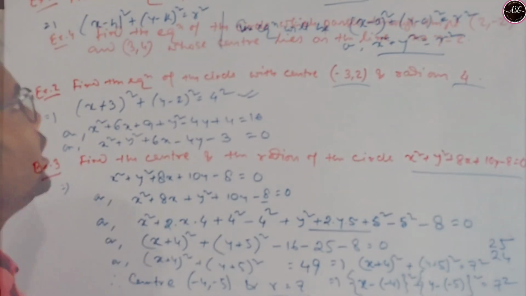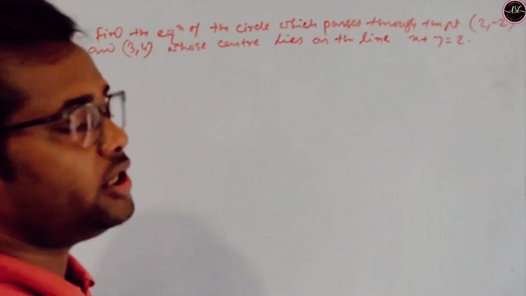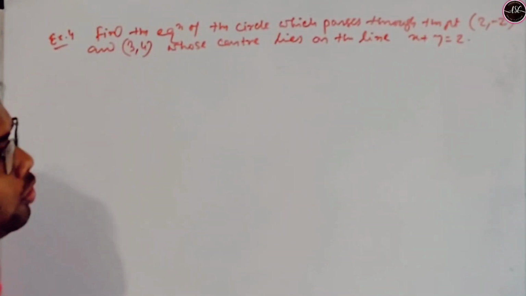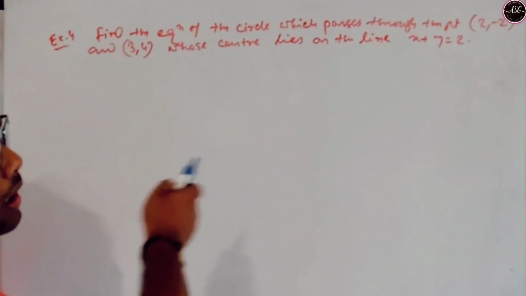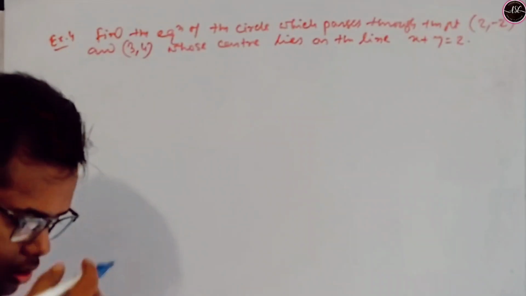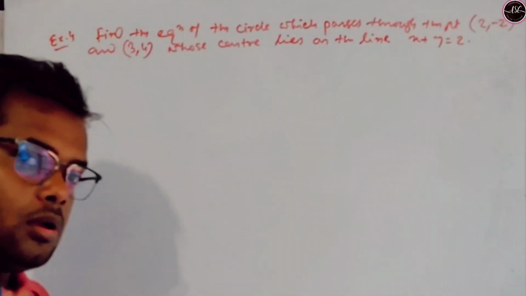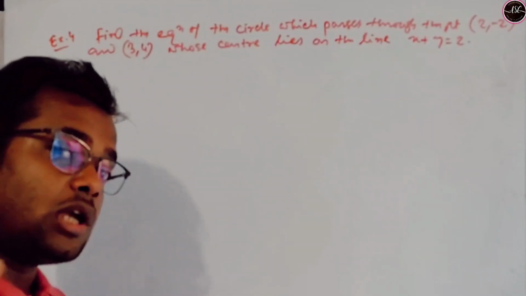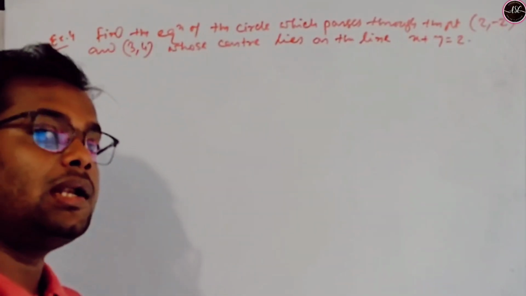Okay, just look at this question. Find the equation of the circle which passes through the points (2, minus 2) and (3, 4), whose center lies on the line x plus y equal to 2. So here some conditions have been given. The circle is passing through some points and also the center lies on a straight line.